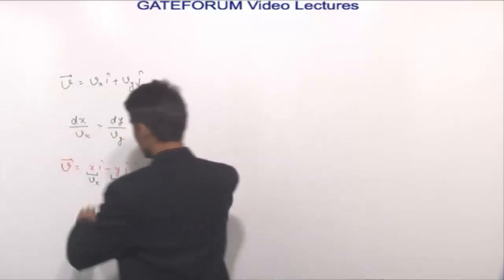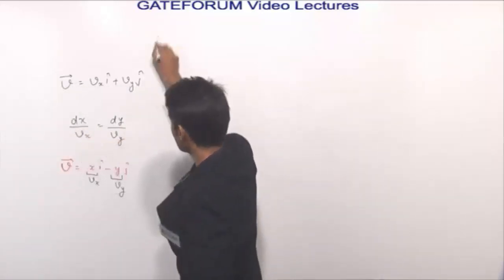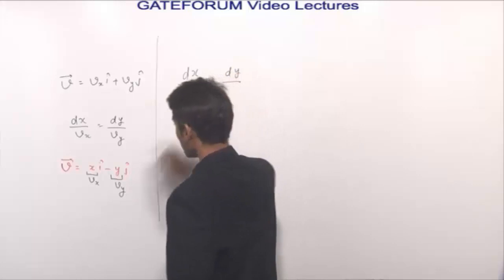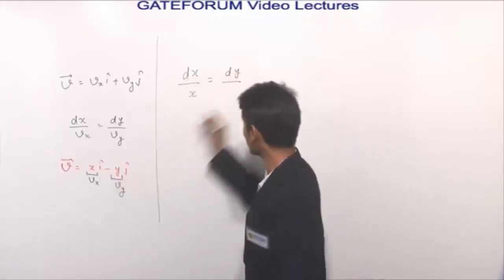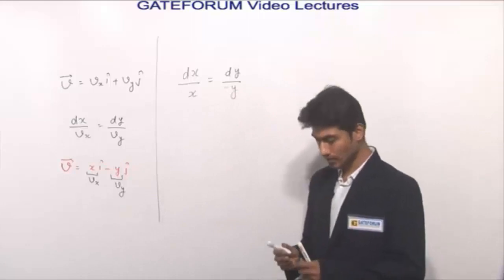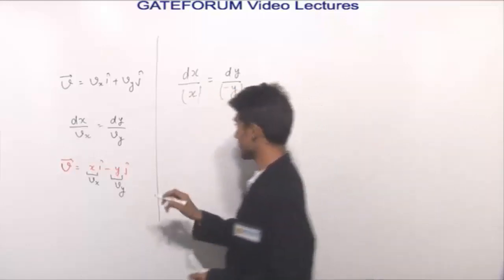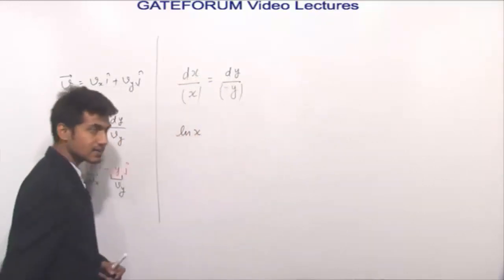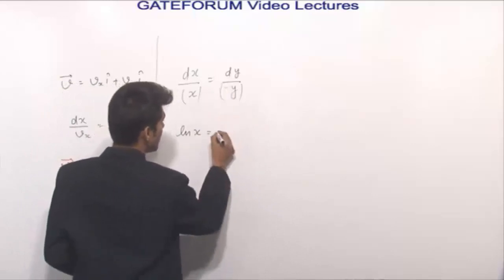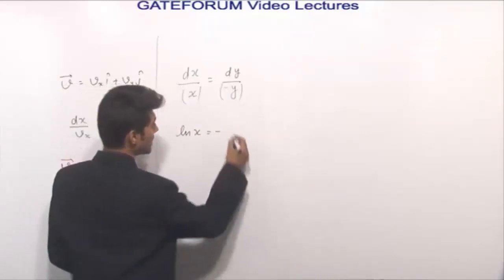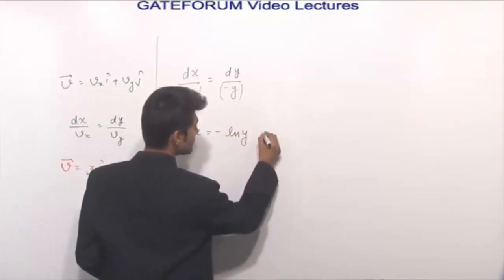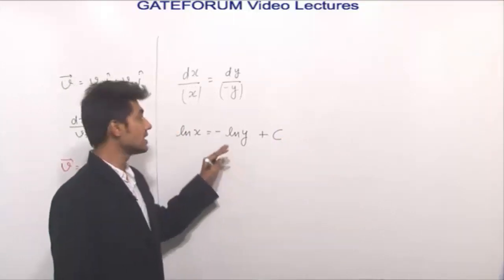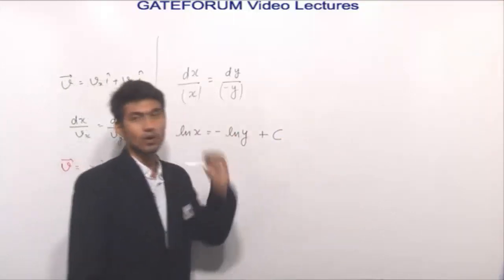Now can we write these terms in this equation? Yes, definitely. So dx upon x, dy upon minus y. Do not forget the sign, it is minus y. Now can we integrate these terms? Yes. Dx by x will be equal to ln x is equal to, if I take minus common outside, it will be minus ln y plus some constant c. It is integration. Since it is indefinite integration, there will be one constant.